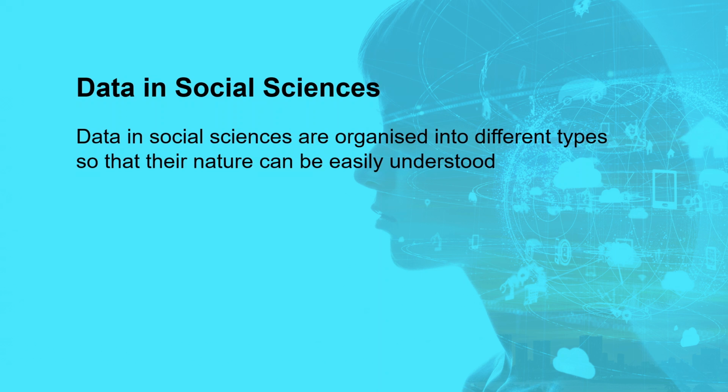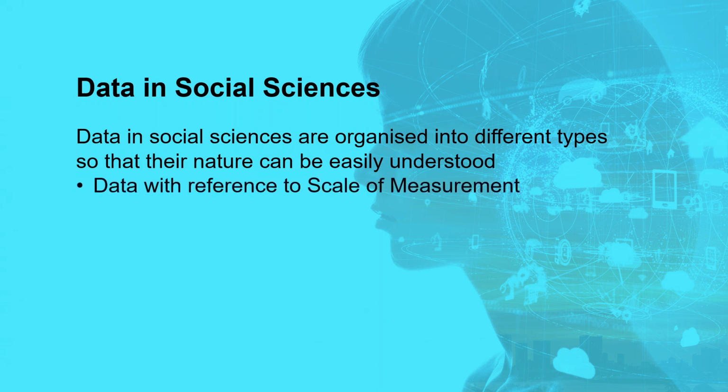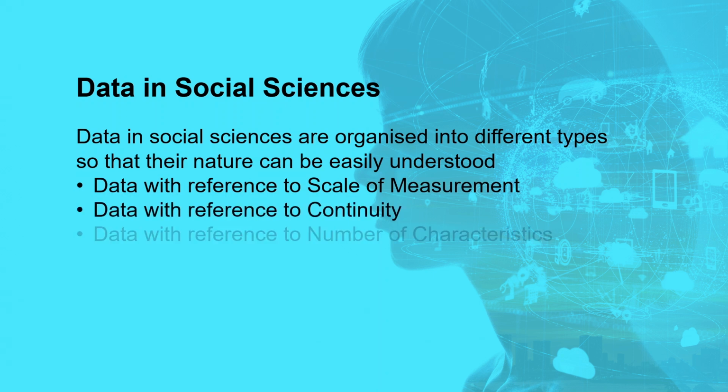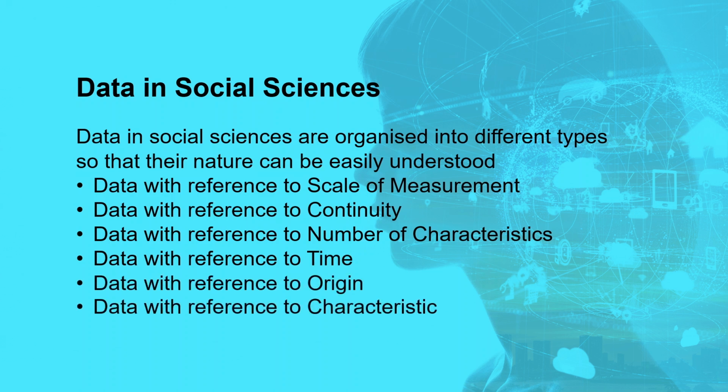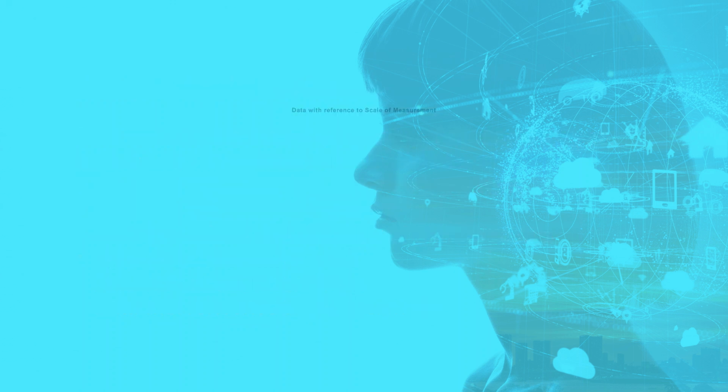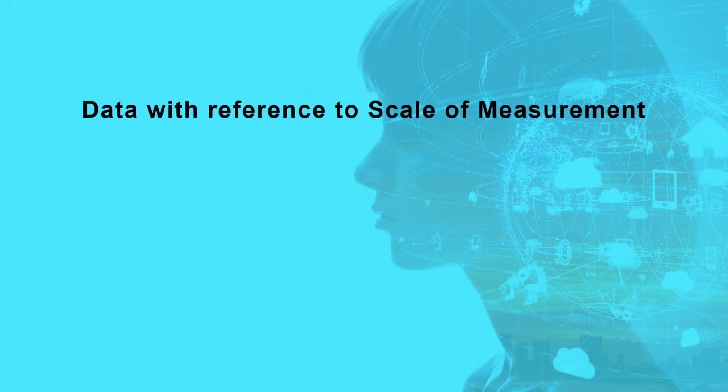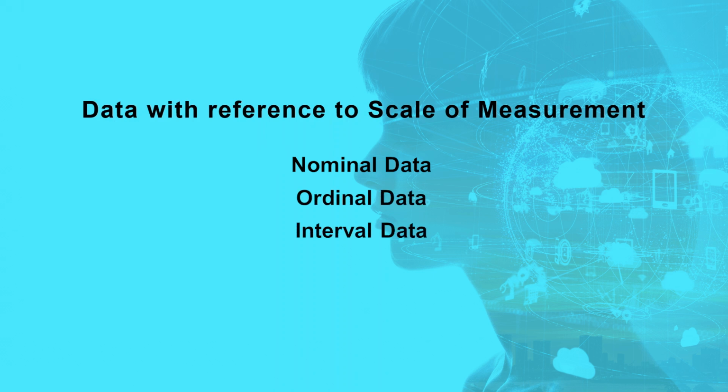We discuss the types as normally observed in social sciences, such as data with reference to scale of measurement, with reference to continuity, with reference to number of characteristics, with reference to time, data with reference to origin, and data with reference to characteristic. Now, data with reference to scale of measurement. Based on the scale of measurement, data can be categorized as nominal data, ordinal data, interval data and ratio data. These are commonly referred to as levels of measurement.